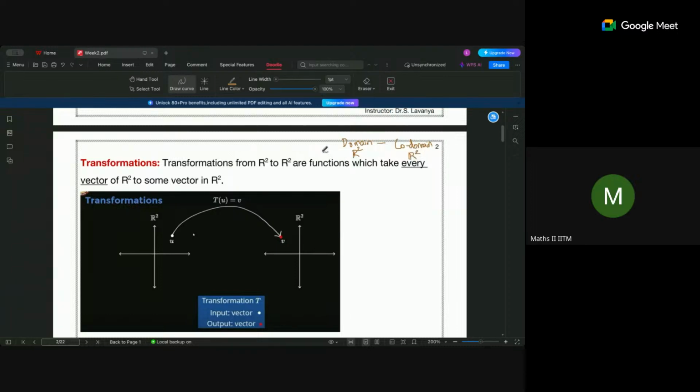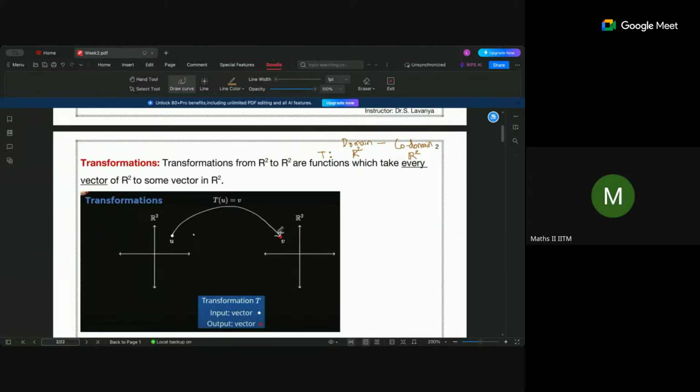Okay. And here we are going to call the function usually as T. For a function, every element of the domain should be taken to an element of the codomain. So every element in the domain should have an image, and that image should be unique. One element cannot be mapped to more than one element. So these are some basic things about functions.